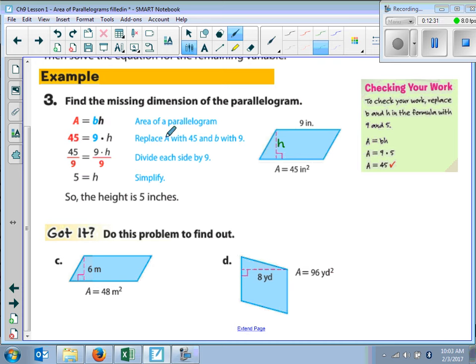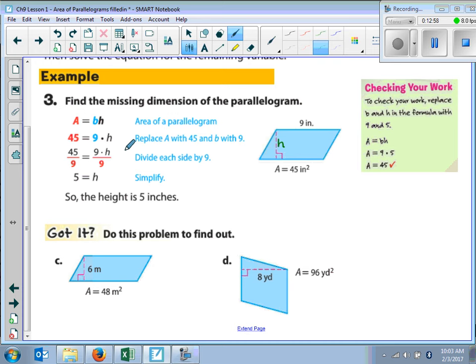Then you're going to substitute what you know. So we know the area. That's 45 inches squared. We know the base. That's 9. And the height is what we're solving for. So the equation that we have is 45 is equal to 9 times h, or 45 equals 9h.